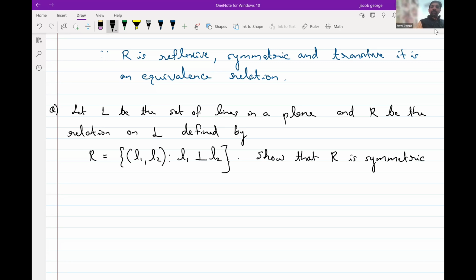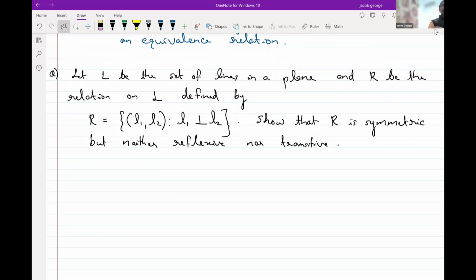Show that R is symmetric, but neither reflexive nor transitive. Please write this question.